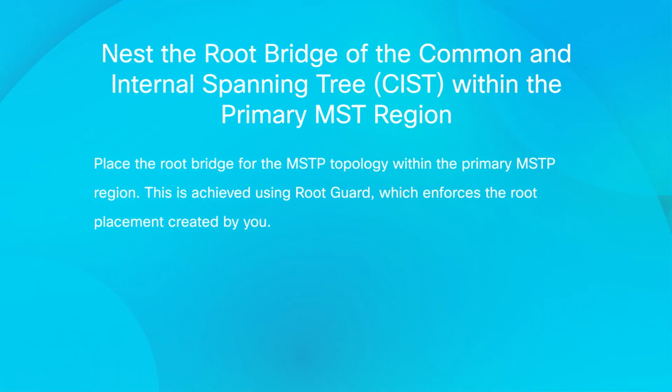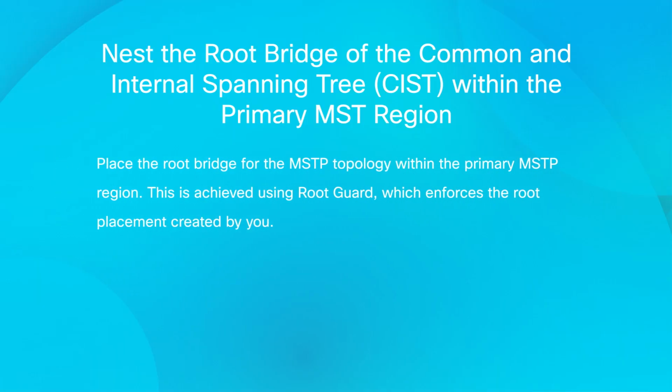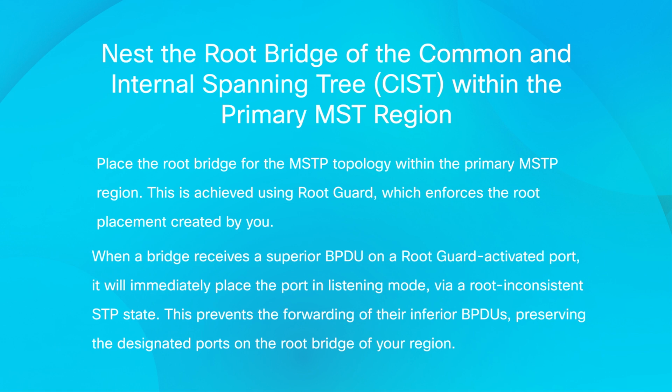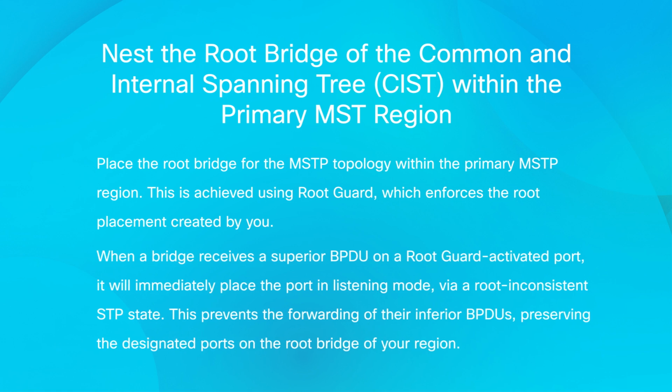The idea is to place the root bridge for the MSTP topology within the primary MSTP region, nested. This is achieved using the feature known as root guard, which enforces the root placement created by you. When a bridge receives a superior BPDU on a root guard activated port, it will immediately place the port in listening mode via a root-inconsistent STP state. This prevents the forwarding of their inferior BPDUs, thereby preserving the designated ports on the root bridge of your region. That is why it's important to carefully select the root and backup root for each instance.